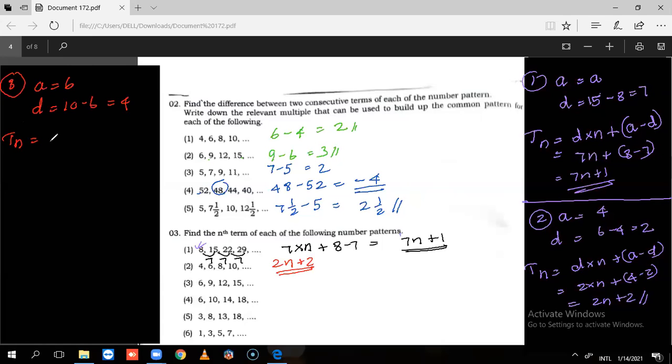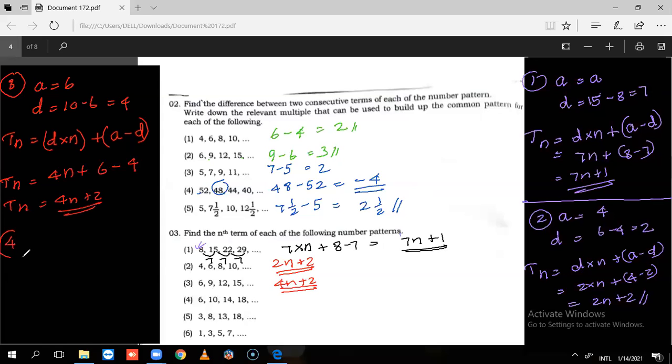We can write common difference into n plus first term minus common difference. So now substitute the value. Tn general term equals common difference 4 into n plus first term 6 minus 4. Then Tn equals 4n plus 2. And we write it here, 4n plus 2. Right. Savindhi, can you understand this? Yes, teacher. Right. Next one.